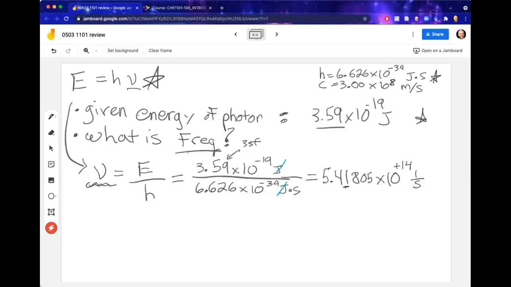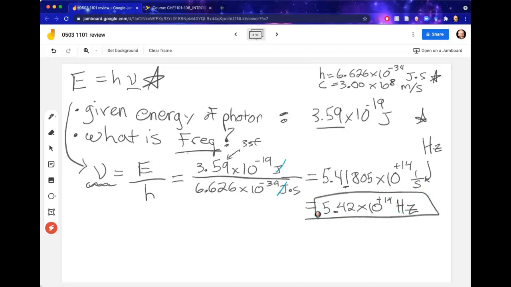And remember that 1 over seconds is a hertz. These are the same thing. This guy Hertz did a lot of stuff with sound back in the day, so he gets his own unit. But there we go. Now we can round. We're going to end up at 5.42 times 10 to the positive 14 hertz. And that is an example of going from the energy and figuring out the frequency.